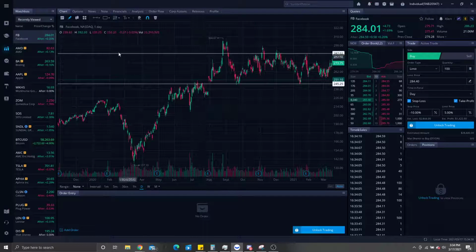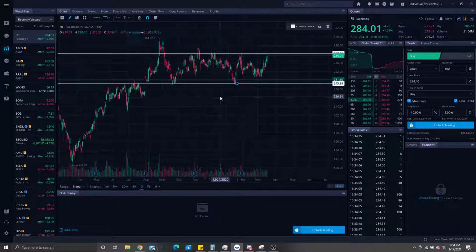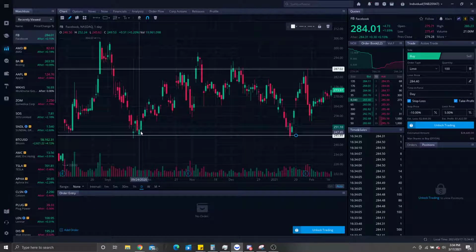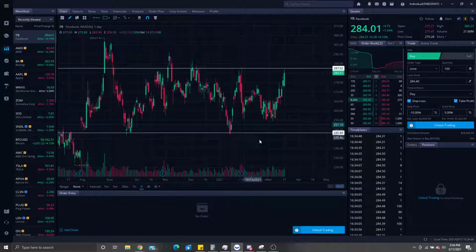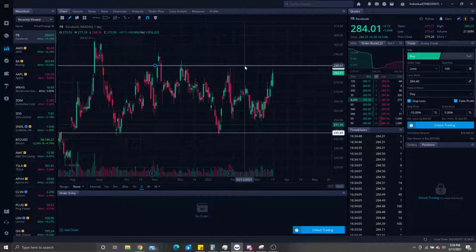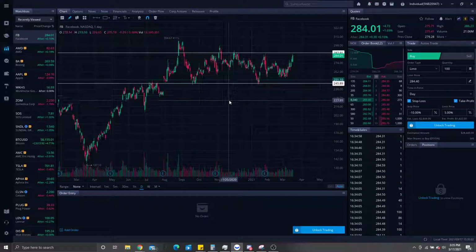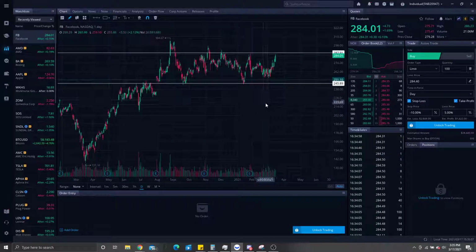Say like Facebook here, if you've marked this as a support level and your price is moving towards that, and then you get these bullish candles here, the bigger green candles, you can actually trade just based off of these zones or lines alone. You can buy on your bullish signals and then target a previous high or a resistance area that you've marked before, and that's a pretty good way to make some easy money. Like I said, support and resistance is a very basic way to do that.